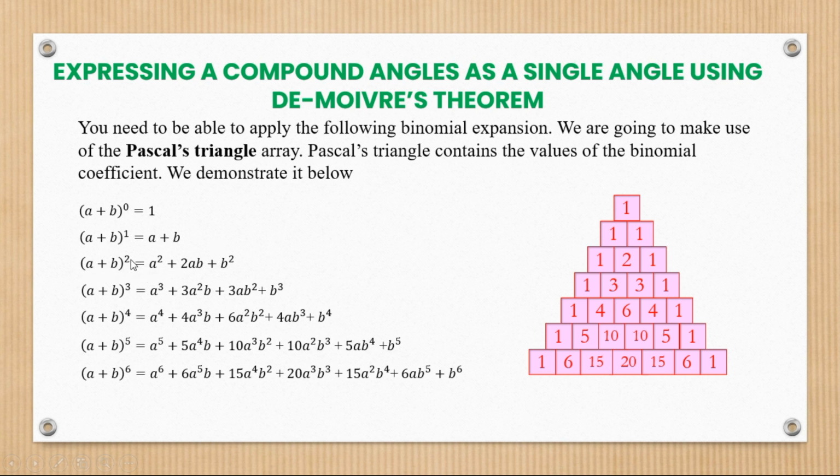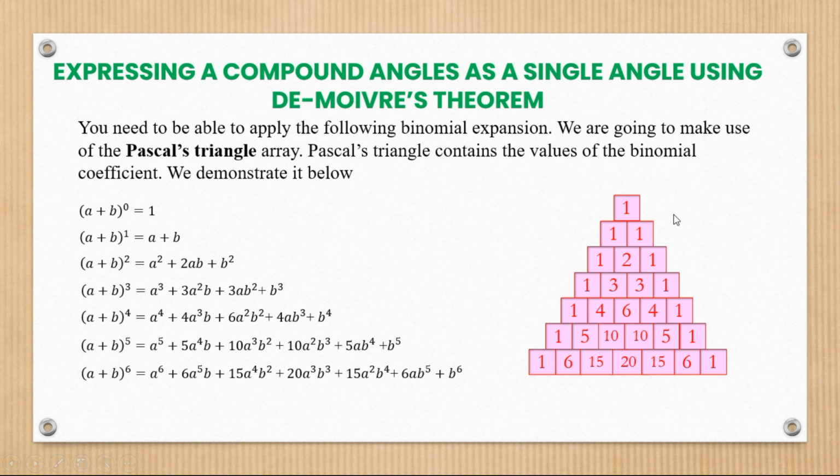Then when we look at squared, we can see that the first binomial coefficient is 1, the second one is 2, and then the third one is 1. As you can see, there is a pattern there. And then when we move to power 3, the binomial coefficients are 1, 3, 3, 1. Then power 4, we have 1, 4, 6, 4, 1. Power 5 is 1, 5, 10, 10, 5, 1. Power 6 is 1, 6, 15, 20, 15, 6, 1.